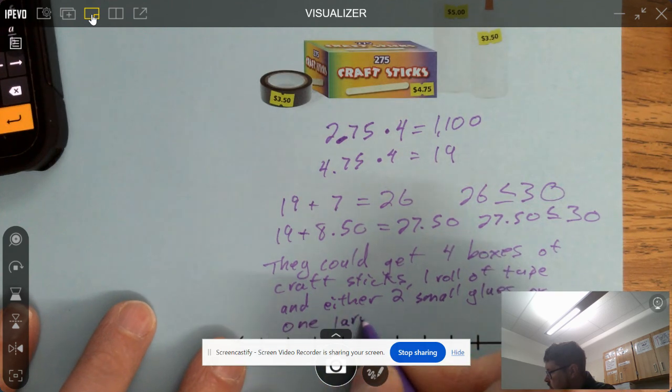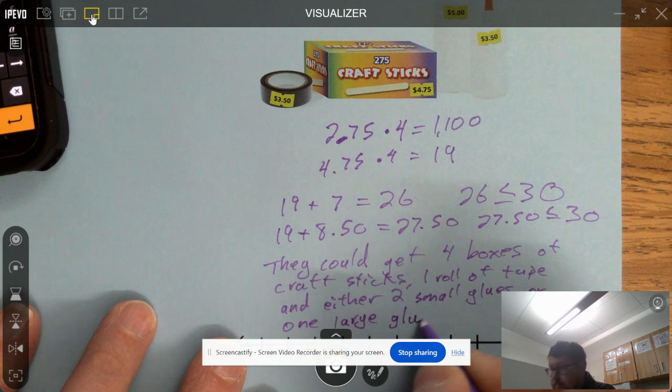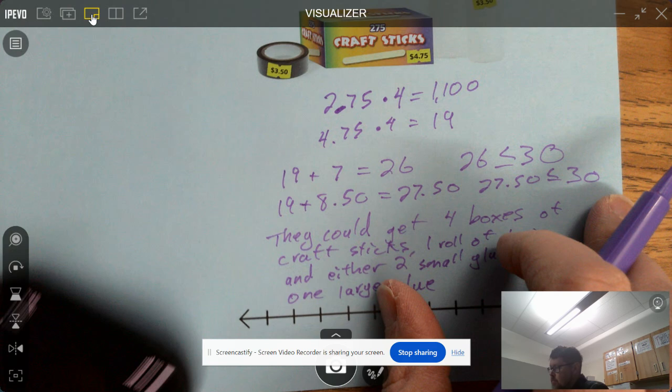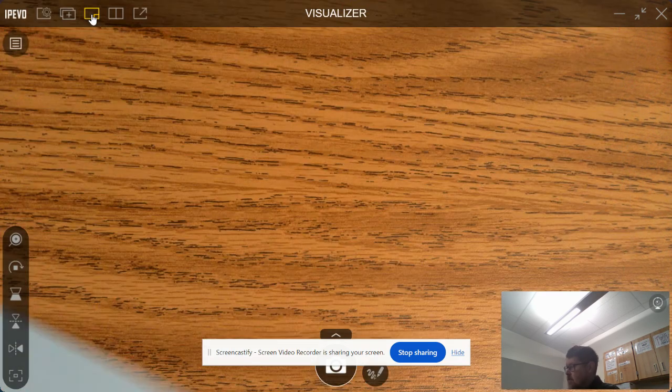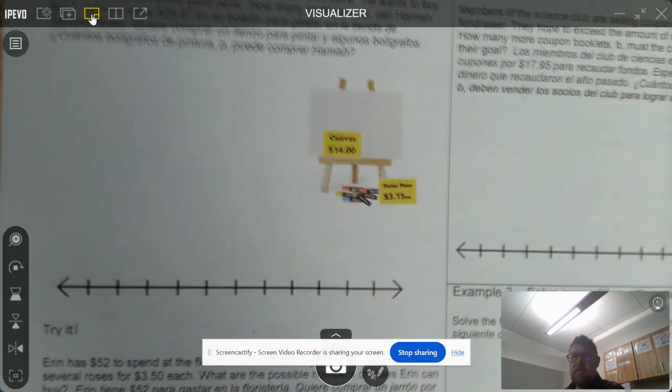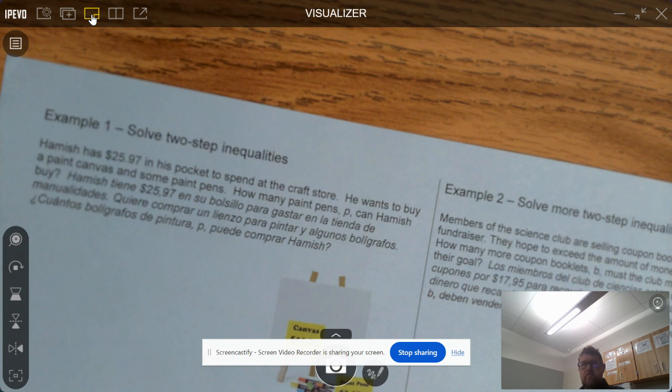I'm not going to graph it because I'm running out of room here. But yeah, that's a two-step inequality. We'll put it together as inequalities on the next part of it. Sorry, this is blue, by the way, which you can't even see that it's blue, really. Anyway.